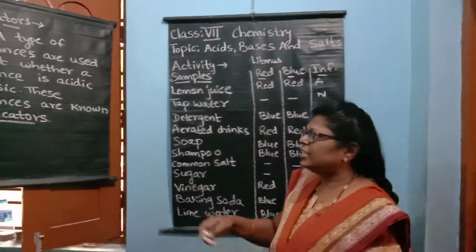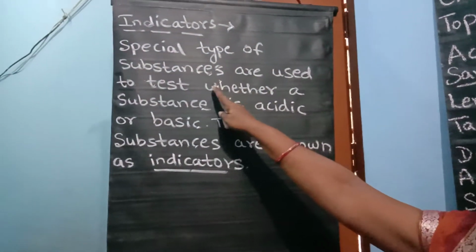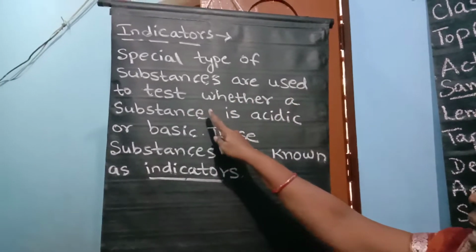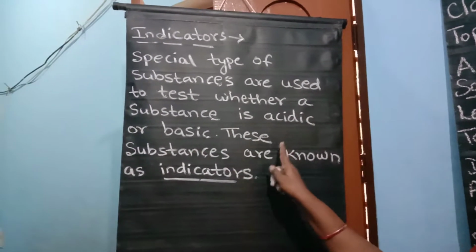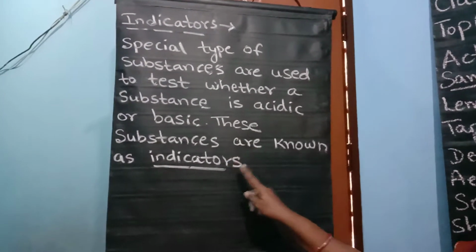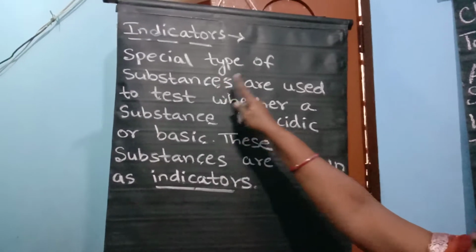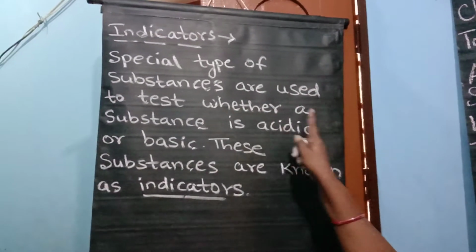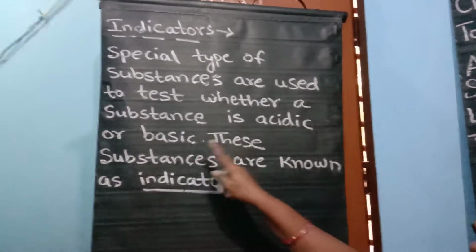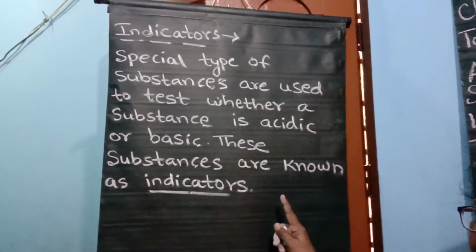So children, let us see the definition of indicators. Special types of substances used to test whether a substance is acidic or basic are known as indicators. Again, I will repeat the definition, children. Special types of substances used to test whether a substance is acidic or basic are known as indicators.